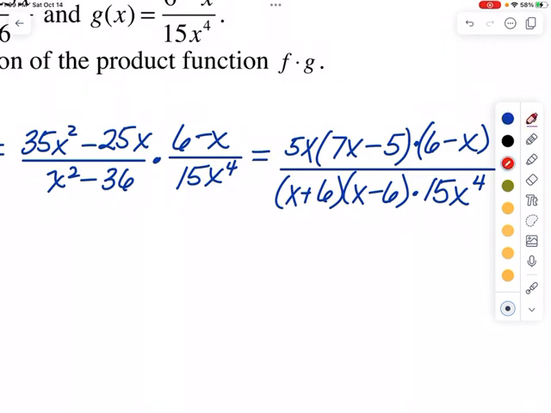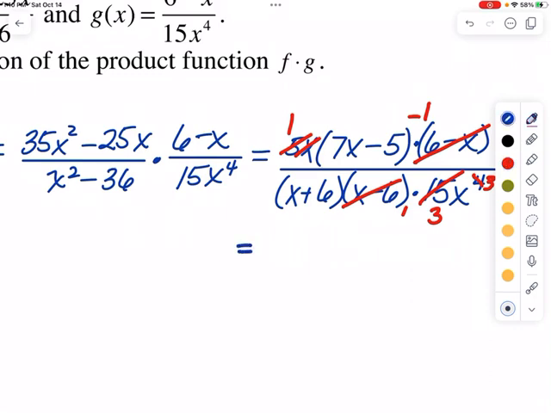So we've got 6 minus x. Well, what do we have here? A 5. 5 goes into itself once. It goes into 15 3 times. x and x to the 4th makes that an x cubed in the denominator. And then we have an x minus 6 and a 6 minus x, which factor not as 1, but a factor of negative 1. And that looks to be all we have here.